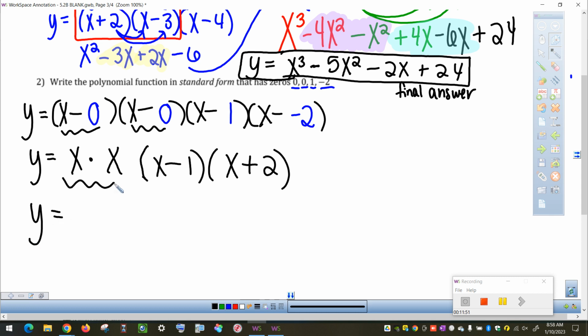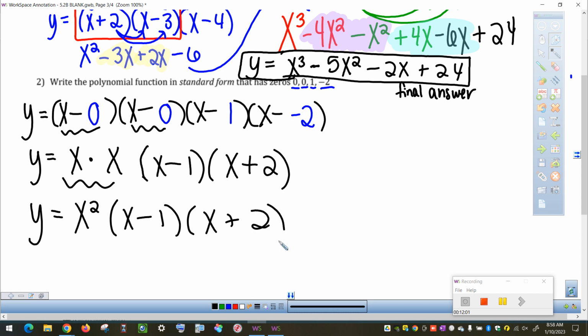Now the only other thing I'm noticing here is, instead of writing x times x, a faster, shorter way to write that would be x squared. So this is a really nice version of our polynomial in factored form. Now notice how this one has a multiplicity of 2. When you have a multiplicity of 2, it just means that you have a repeated 0. On the graph, we know a multiplicity of 2 means that it's going to bounce at that x-intercept.